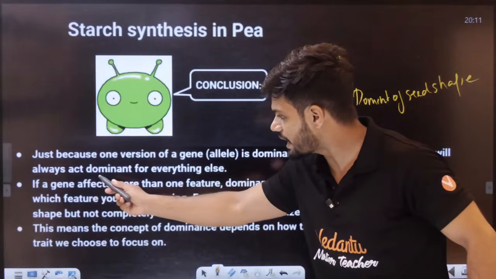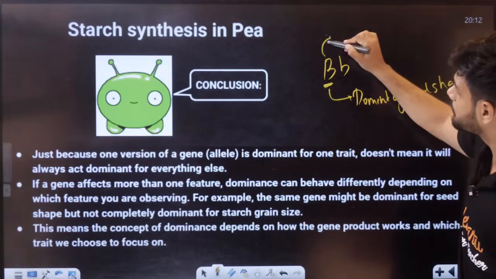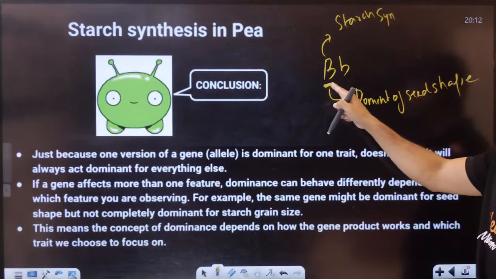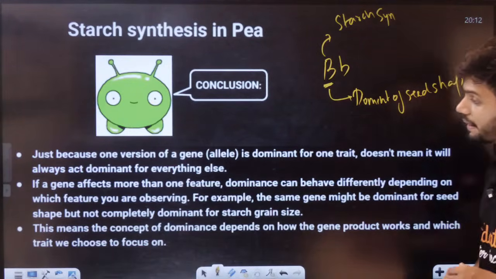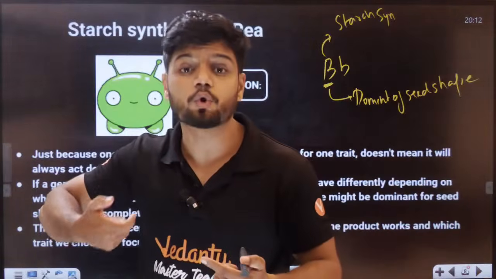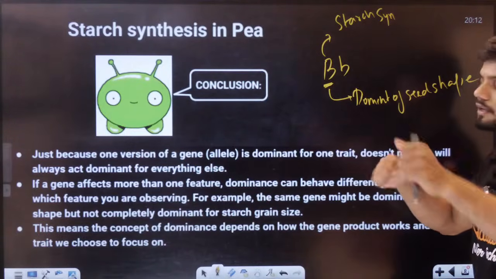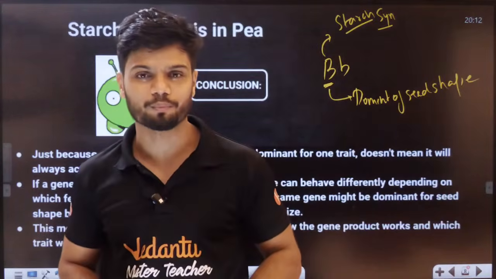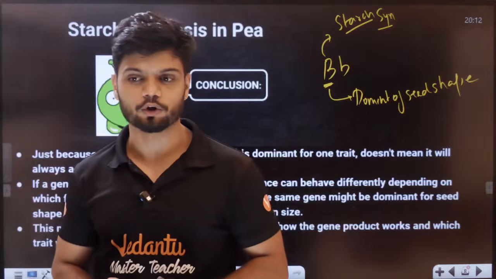So if a gene affects more than one feature, if this capital B is also responsible for starch synthesis, dominance can behave differently depending upon which feature you are observing. If you are trying to observe the seed shape, it is dominant. But if you're trying to observe starch synthesis, it is not dominant. I hope that simple concept of starch synthesis is clear to all of you, students.